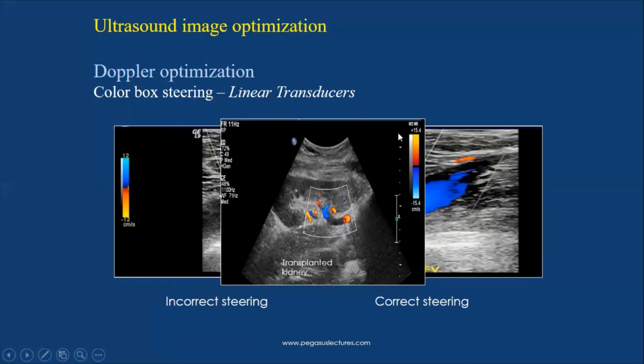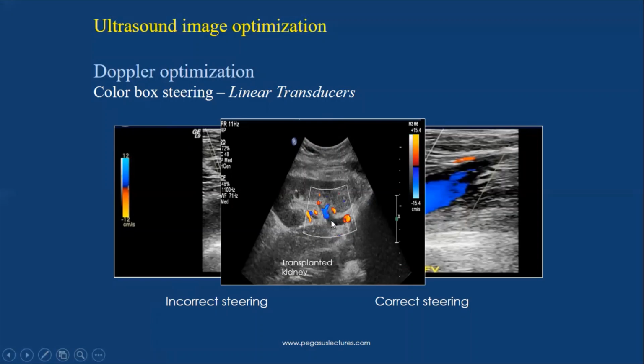If I look at the map, I will know that the lower part of the map tells me that the flow is away from my transducer or the beam direction. So this goes away, and the upper part means the flow is towards the probe or the beam direction. So in this case, the blue here is coming away from the kidney.